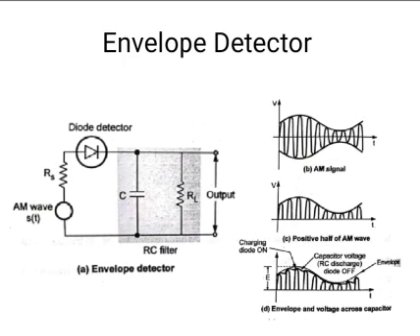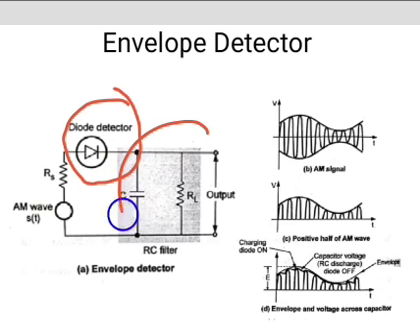Figure A shows the envelope detector circuit. It consists of a diode and an RC filter. That means diode and RC filter. This circuit is also known as diode detector.